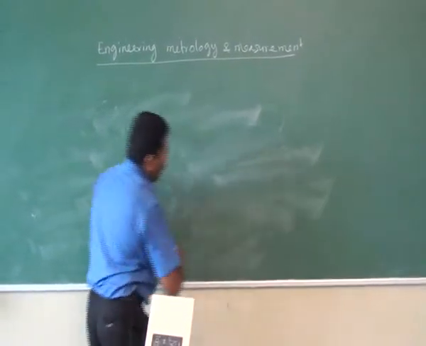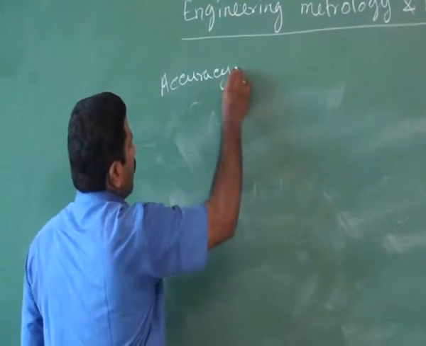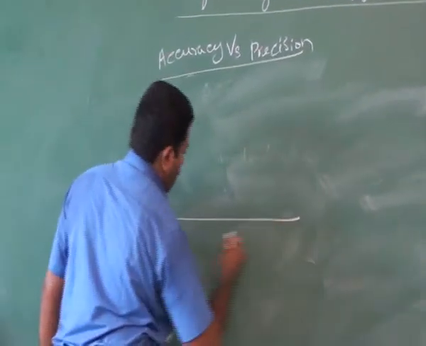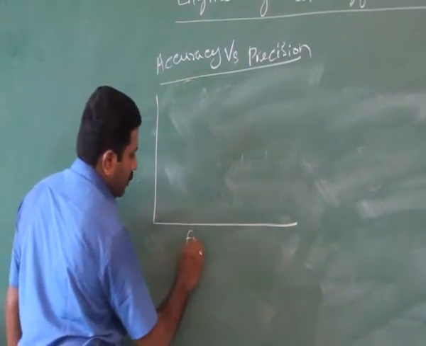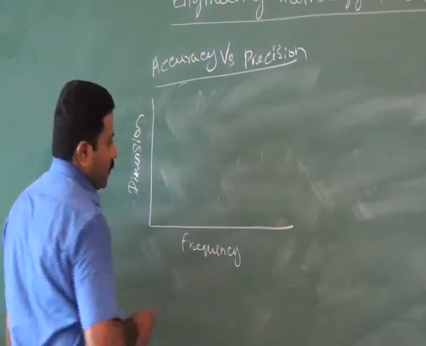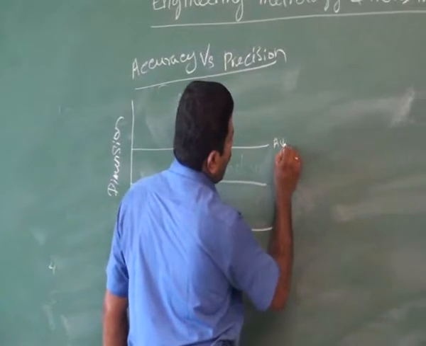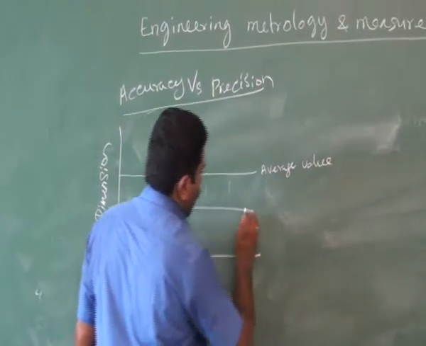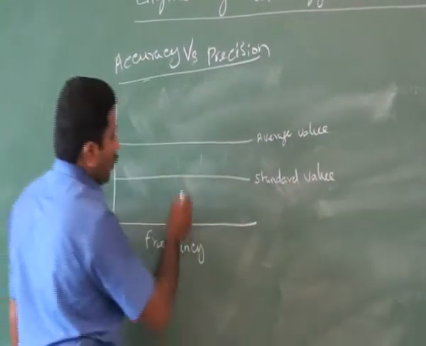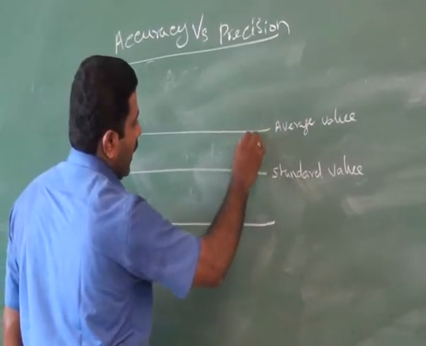Now I am giving one more diagram, the comparison of accuracy and precision. This one is frequency versus dimension. Now we take 6 readings of this one. One is the average value, another one is the standard value. The difference between the standard and the average value is the error.